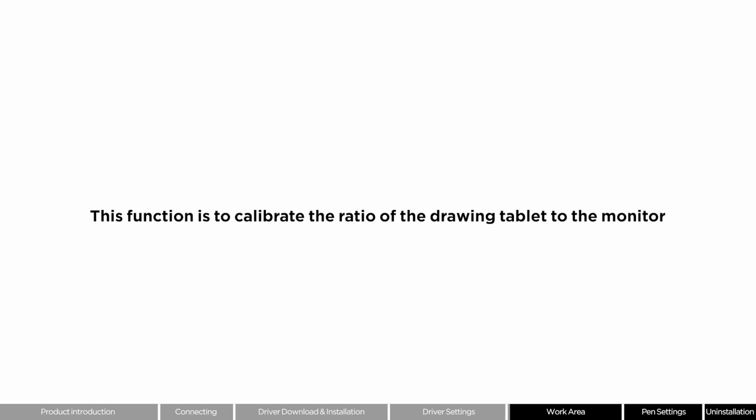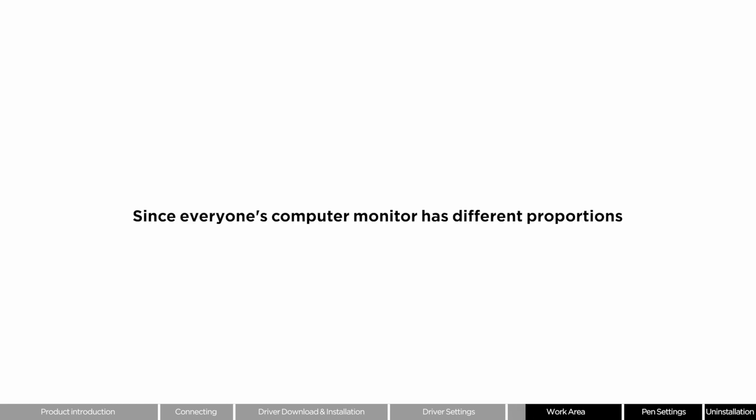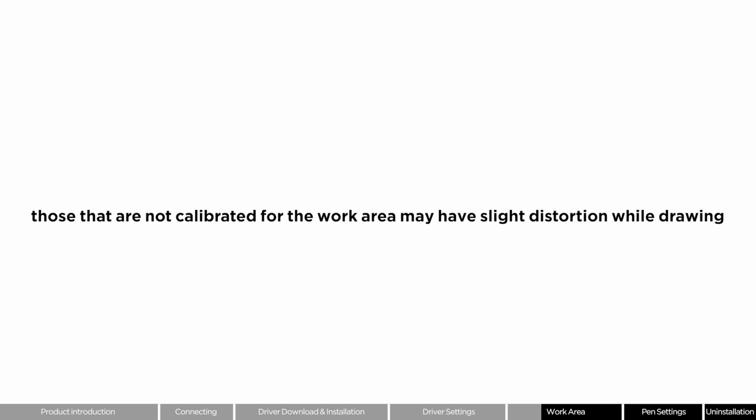This function is to calibrate the ratio of the drawing tablet to the monitor, since everyone's computer monitor has different proportions. Those that are not calibrated for the work area may have slight distortion while drawing.